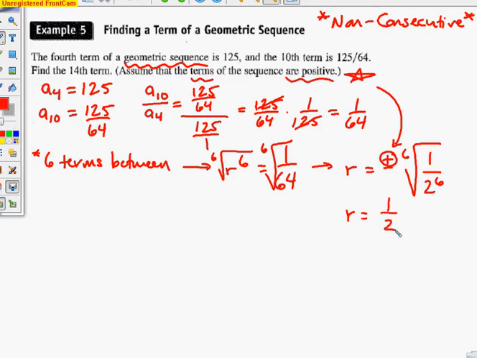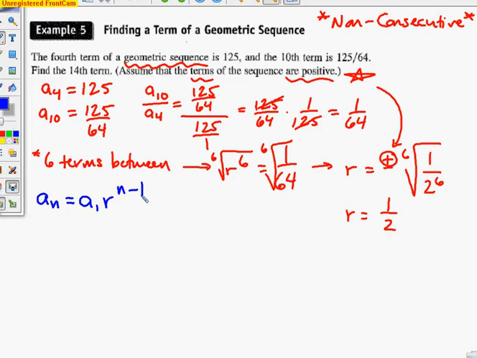6th root of 1 is 1. 1 to any power is still 1. 6th root of 2 to the 6 is 2. Okay? Alright, so I found r. Now, I want to find the nth term. So now, I want to find a sub n. A sub n is a sub 1 times r to the n minus 1. That's the general form. Now, I know what r is. R is 1/2. But I do not know what a sub 1 is. I need to find that.